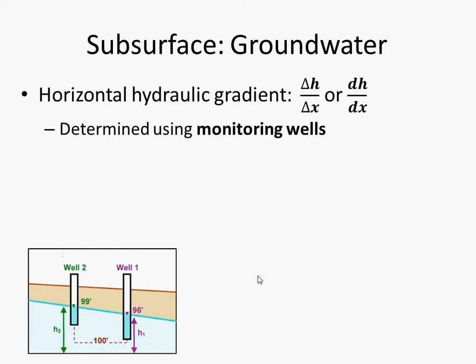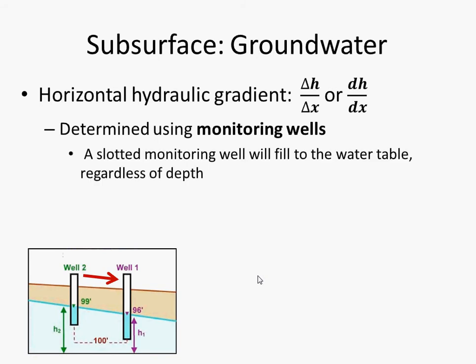Okay, so the horizontal hydraulic gradient, or change in H over change in X, is determined using monitoring wells. So this is essentially following the flow of the water table. So movement between two wells following the hydraulic head, which is essentially the height of the water table above sea level.